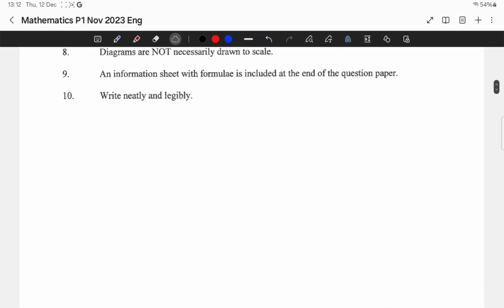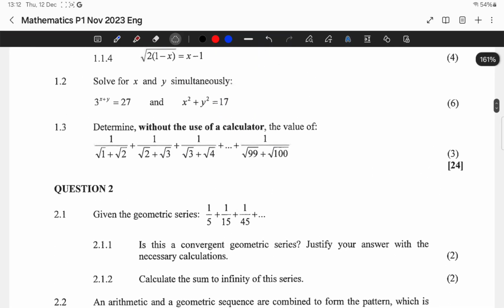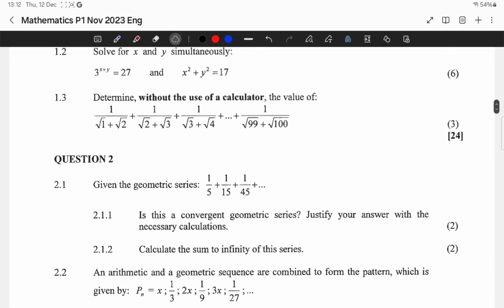Question is: determine without the use of a calculator the value of 1 over root 1 plus root 2, plus 1 over root 2 plus root 3, and so on and so forth up to 1 over root 99 plus root 100.